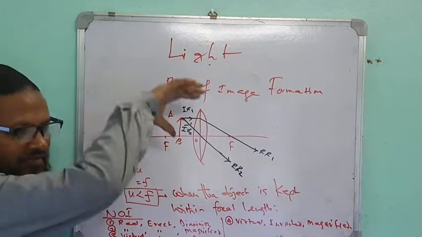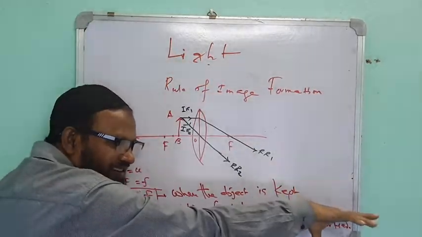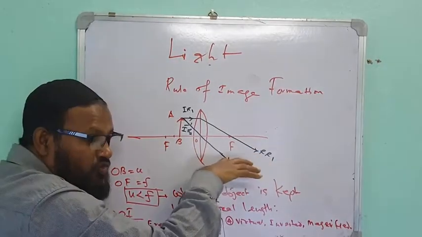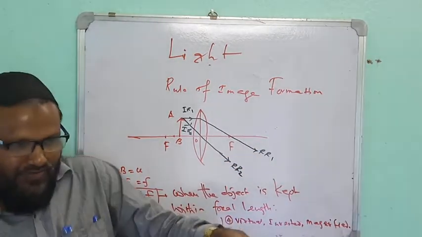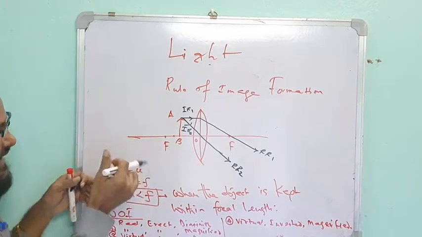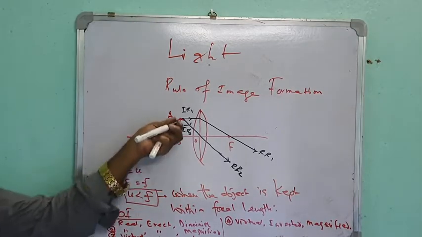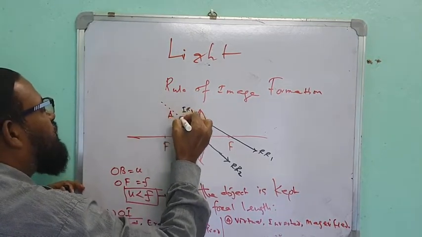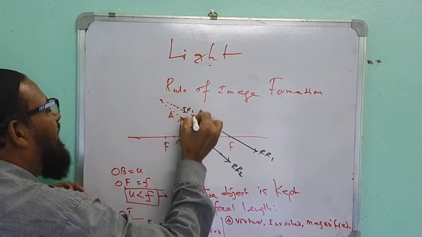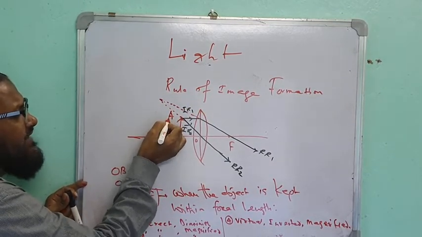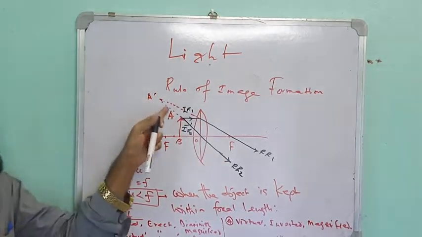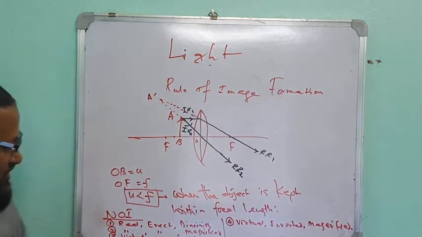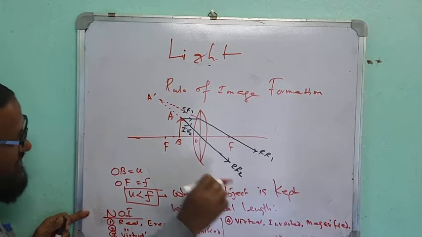Now, please see here. If you proceed in the forward direction, they will not meet. Gradually the distance between them will increase. When they are not meeting in the forward direction, they are taken backward. Since there is no light when taken backward, it should be denoted by a dotted line. This point should be A dash. Since it is formed by a dotted line, it is virtual.